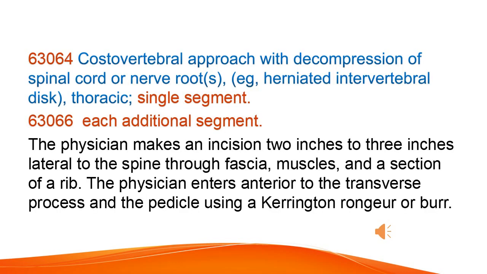Costovertebral approach with decompression of spinal cord or nerve roots, e.g., herniated intervertebral disc, thoracic, single segment. Each additional segment. The physician makes an incision 2 inches to 3 inches lateral to the spine through fascia, muscles, and a section of a rib.